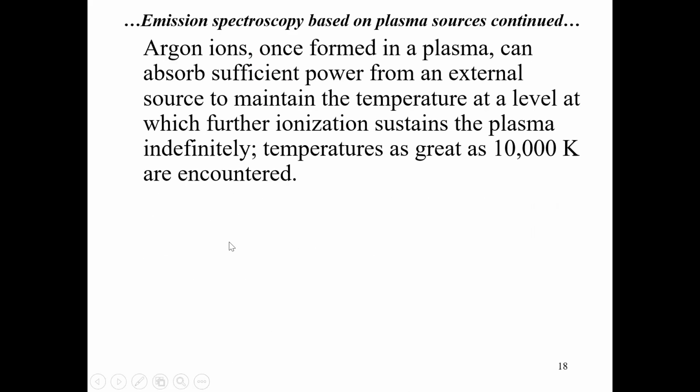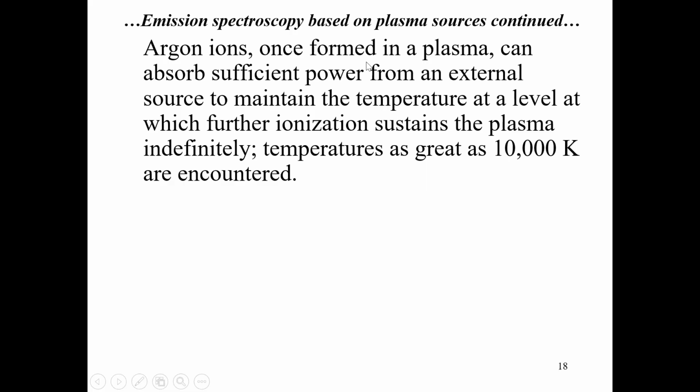So now, argon ions. I'm about to stop shortly, then I'll pick it up. Argon ions will be formed in the plasma. You know what the plasma is? You form cations and what? Electrons. So that forms the plasma. We call it an argon plasma because you use argon to generate cations, and then it gives the electrons. So once formed in a plasma, it can absorb sufficient power.